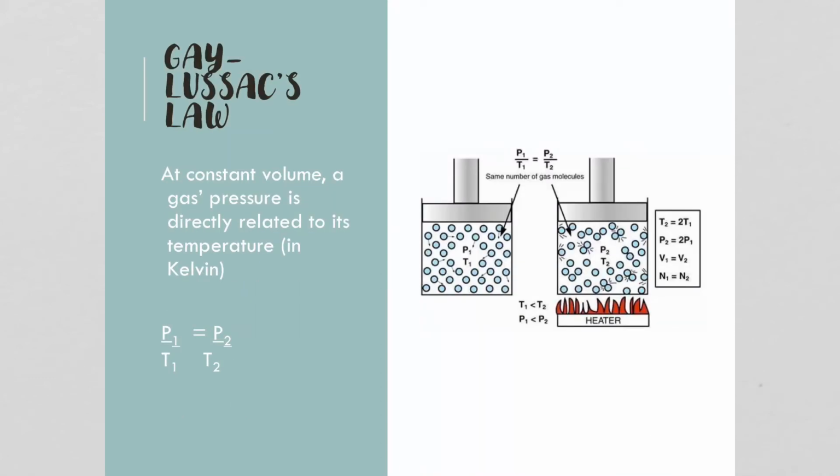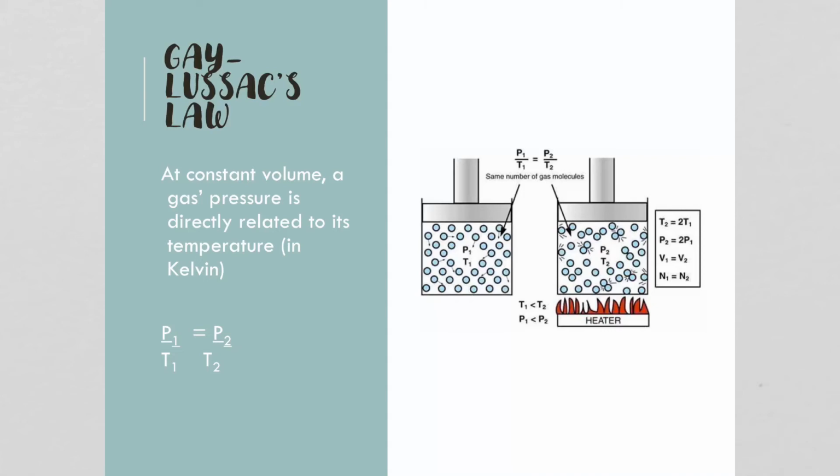Our third one is Gay-Lussac's law, and that states that at constant volume, a gas's pressure is directly related to its temperature in Kelvin. So P1 over T1 equals P2 over T2. So same thing. If you double the pressure, the temperature would double, and so on.